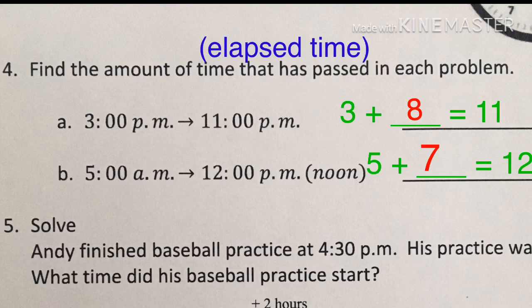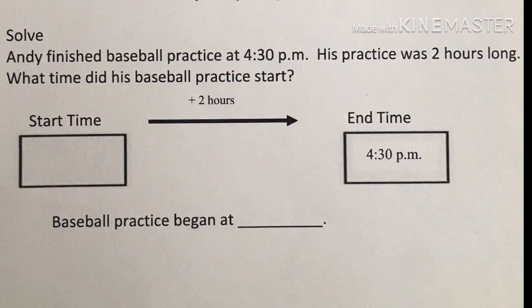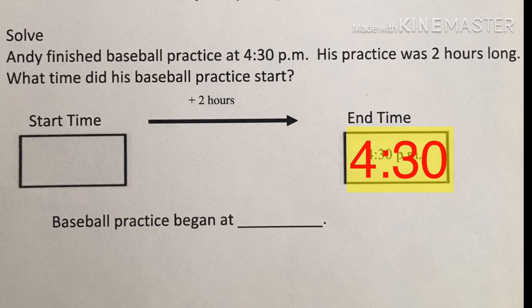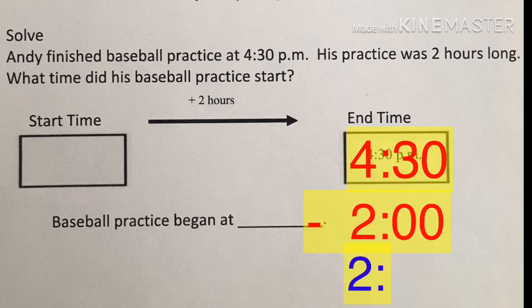The last problem says that Andy finished baseball practice at 4:30. It also says that the practice was 2 hours long. And the question is, when did it start? Baseball practice began at, so we need to count backwards. So 4 hours minus 2 hours equals 2 hours. And we leave the same 30 minutes, so he started at 2:30.